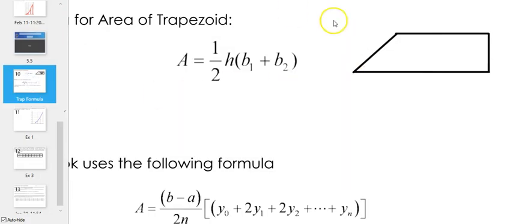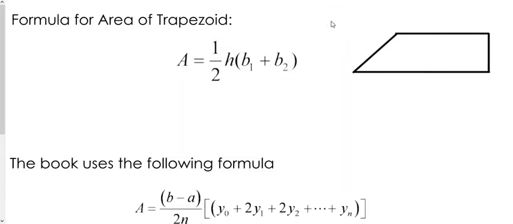All right, so in this one, we're going to talk about the trapezoidal method, which is actually 5.5 in your book. So remember, the formula for the area of a trapezoid is going to be 1/2 times the height times base 1 plus base 2. Now the height is always going to be the one vertical piece, and then base 1 and base 2 are on the tops and the bottoms.